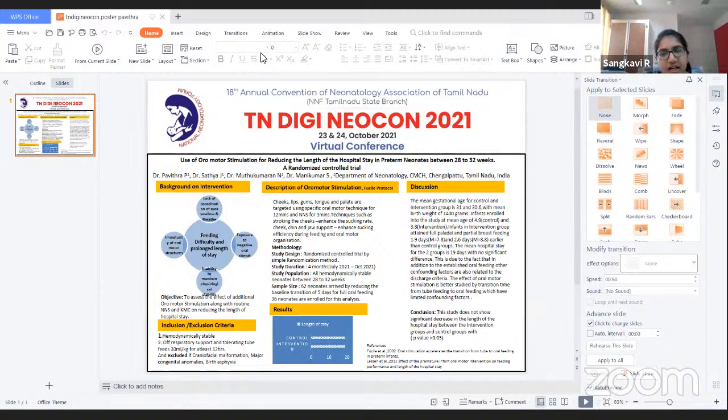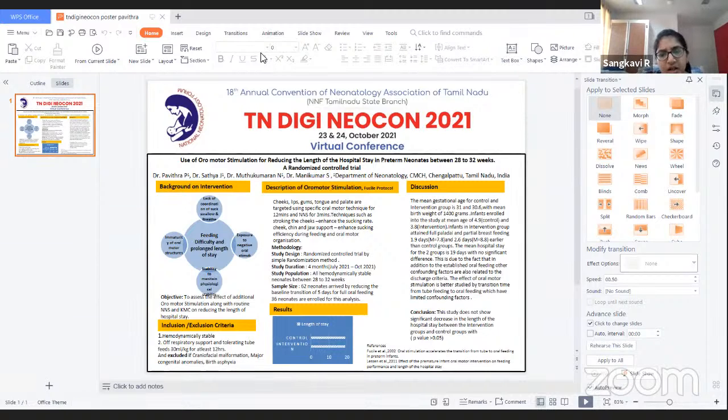The methodology is a randomized control trial by simple randomization method. Study duration is 4 months. Study population is all hemodynamically stable neonates between 28 to 32 weeks admitted in the level 3 NICU. The sample size is 16 neonates, arrived at by reducing the baseline transition of 5 days for full oral feeding. Now we have taken 36 neonates for analysis of the study.